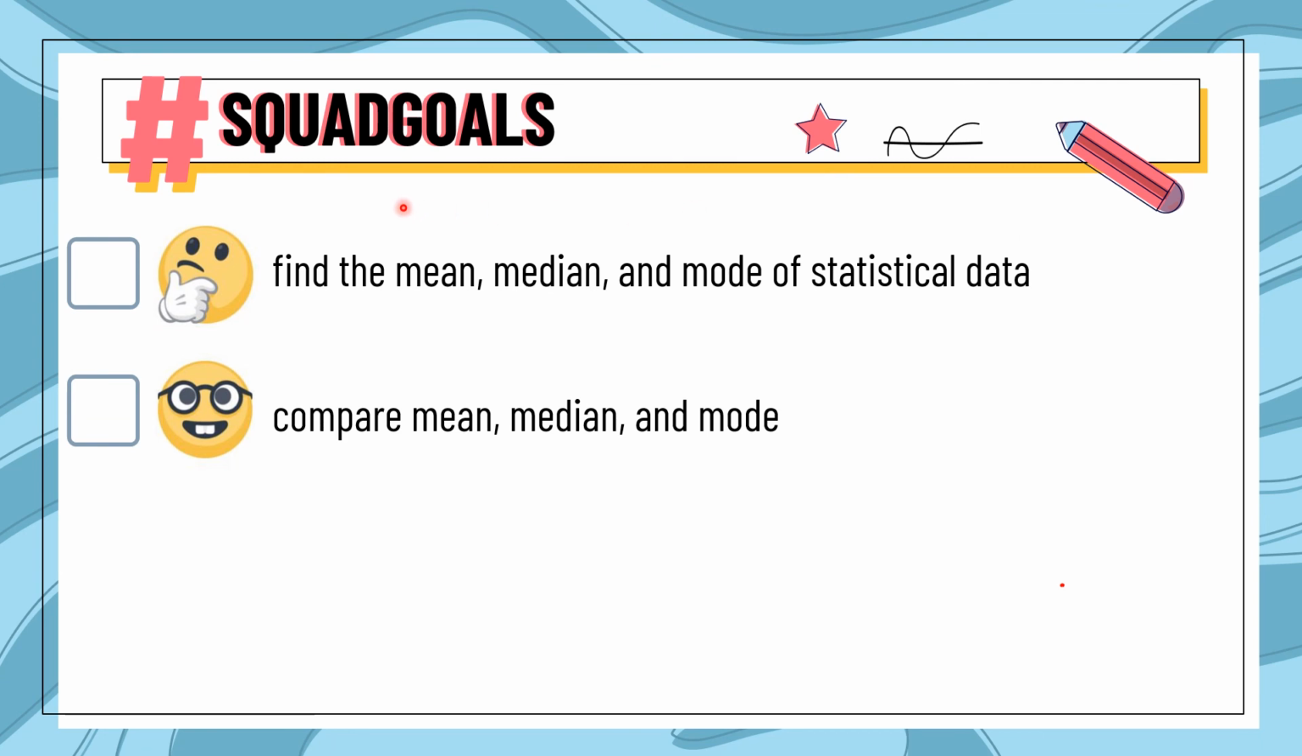So for our squad goal, let's check if we were able to find the mean, median, and mode of statistical data. Yes or no? I hope yes. What about this? Did we compare mean, median, and mode? Yes or no? Yes, okay. So we have accomplished your 2 squad goals for this topic. This might be long, but thank you for staying here. And I hope you learned more about the mean, median, and mode of ungrouped data.